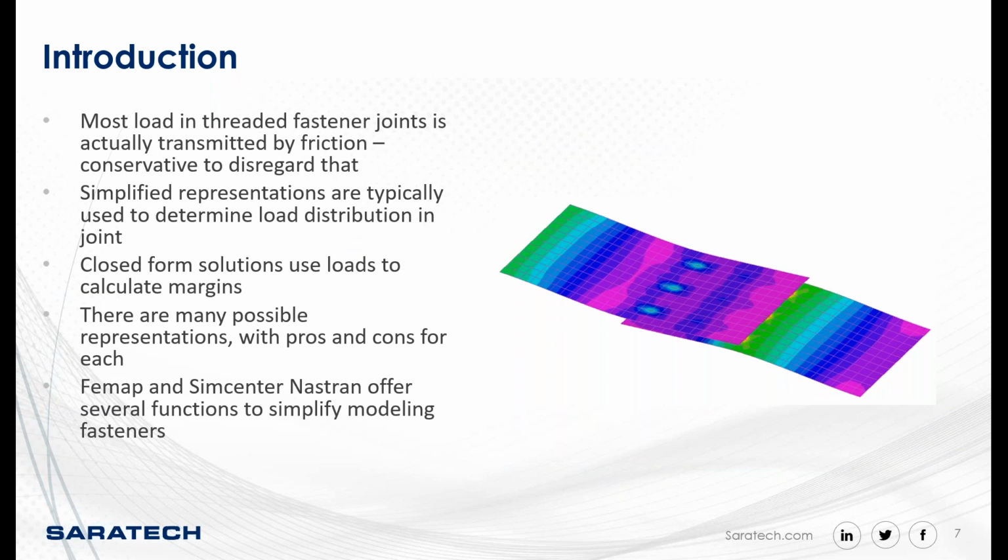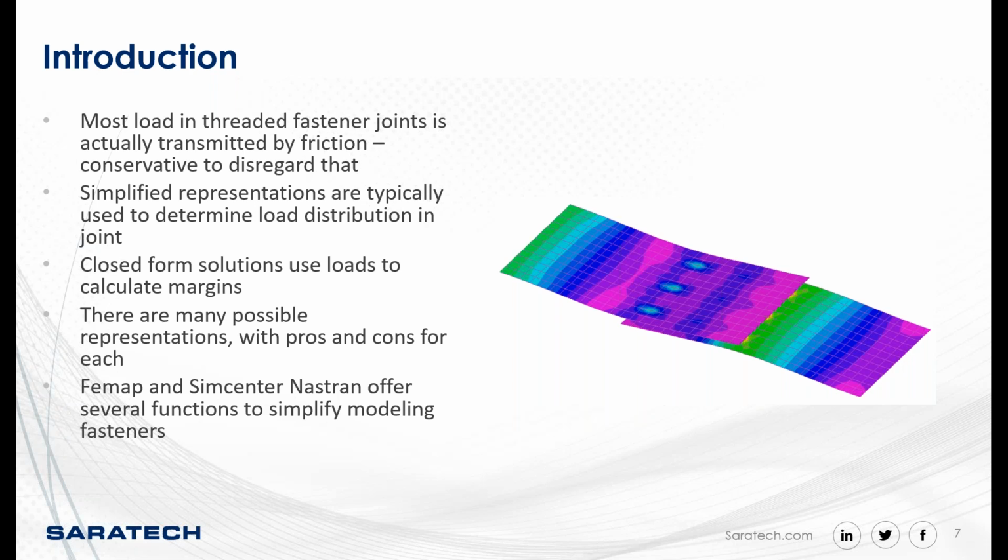Most load in a threaded fastener joint is typically transmitted through friction. So you get that clamp-up force from your bolt torque holding your two sheets together tightly enough that load gets transferred through friction. Most of the time when we analyze that, though, we ignore that effect. Why? Because it's hard to predict in advance and it's conservative to ignore it. And so we'll generally use a simplified representation of the fastener that doesn't include any of these friction effects. And then once we do that, we can go calculate our margins.